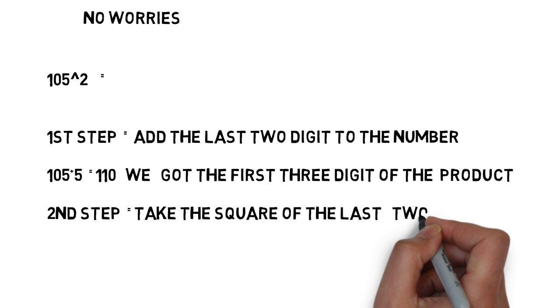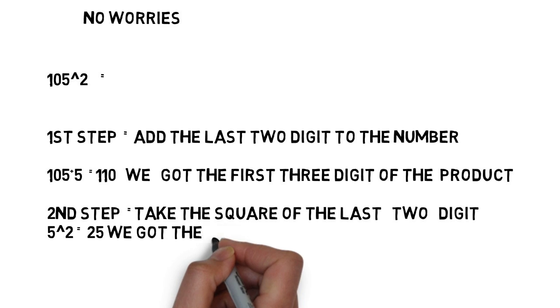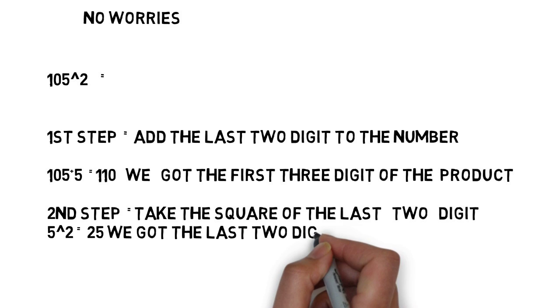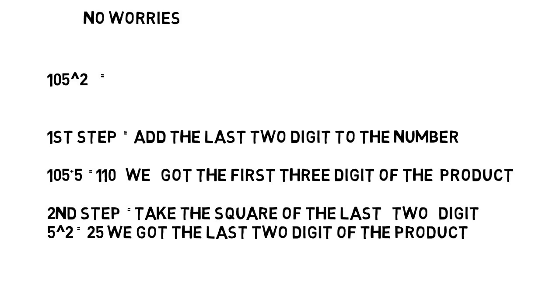Now the second step is to take the square of the unit digit. In the last step, take the square of the last digit, or the last 2 digits if there are 2. Here we are calculating the square of a 3-digit number, so in the second step, you will be taking the square of the last 2 digits. So here it is 05. I'll be squaring 05, and I'll get the result as 25. And we got the last 2 digits of the answer.